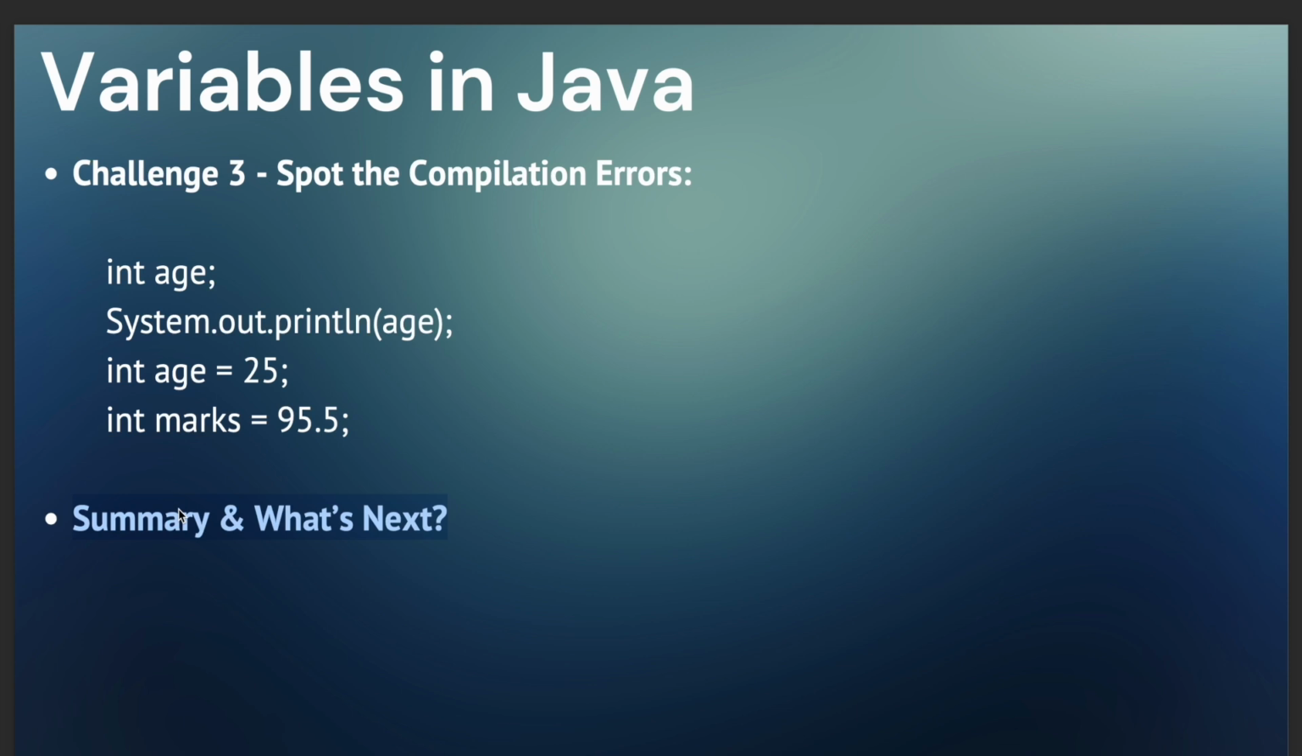In our next video, we will explore literals and constants in Java. We will answer why 25 is an int by default, why 5.5 is a double, why float requires an f suffix, and how the final keyword creates constants.